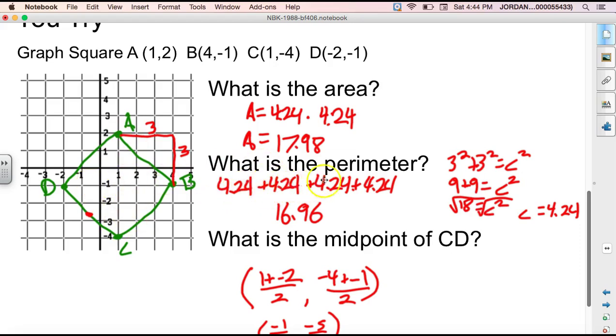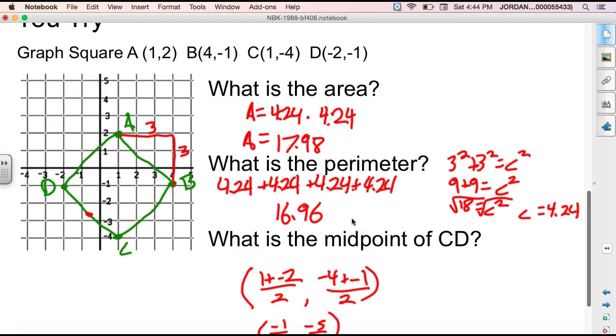So we add 4.24 to itself 4 times and get 16.96 for the perimeter. And to find the area, we do length times width. The length is 4.24, so is the width. So length times width is 4.24 times itself, and that's 17.98 for the area.